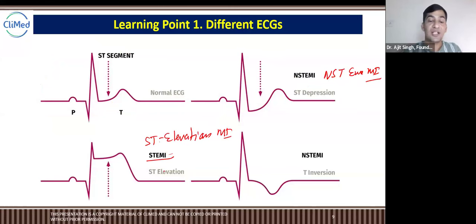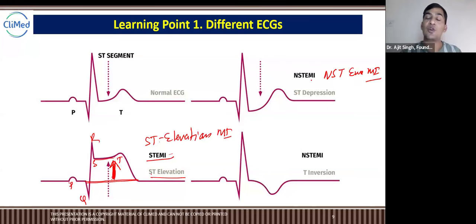What's the difference? In ST elevation, the ST will be elevated. Look at this again: P, Q, R, S, T. ST must follow the baseline, but here it is elevated. Here it is upward. The entire ST segment is going upward. So this kind of myocardial infarction is known as ST elevation myocardial infarction.